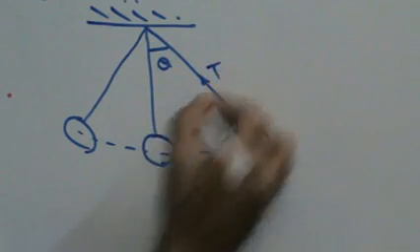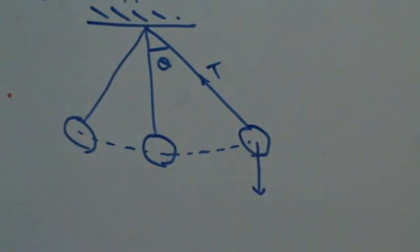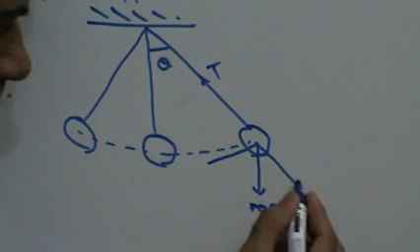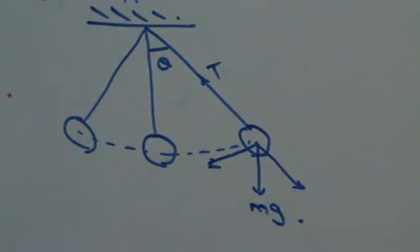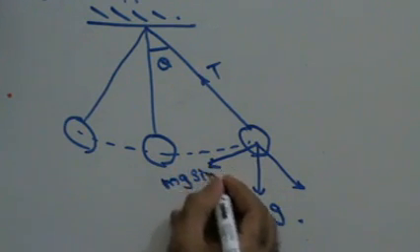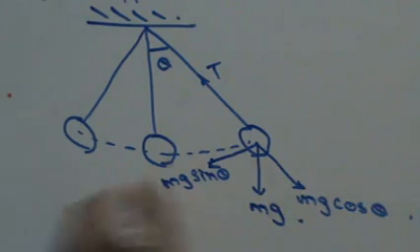T is the tension that will be acting on the string, right? To counter that tension, the downward force will be the weight of the particle mg, right? Since mg is a vector quantity, it can be resolved into two components, one along horizontal and one along vertical. The horizontal component will be mg sine theta and the vertical component will be mg cos theta.